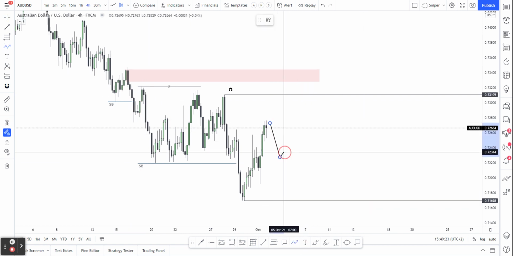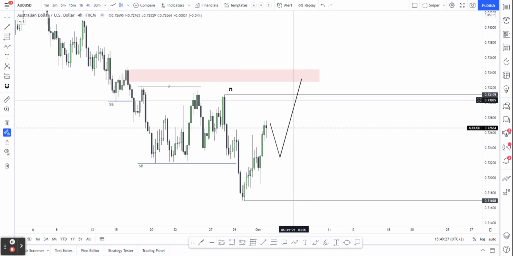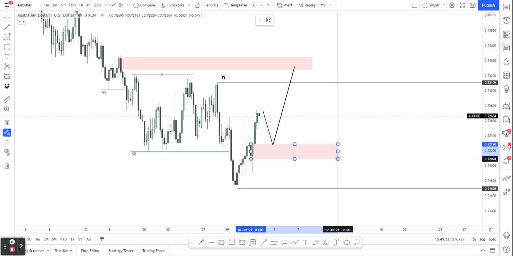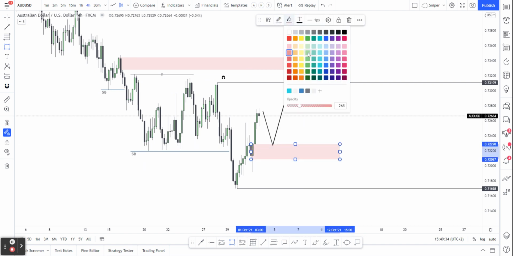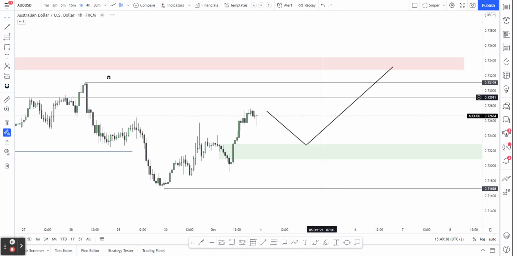So Aussie dollar for me, I'm going to see this area tapped and then potentially looking for shorts maybe from this area. We have this 1 hour zone as well, which could be a nice buying area as well. Let's look at the 1 hour.